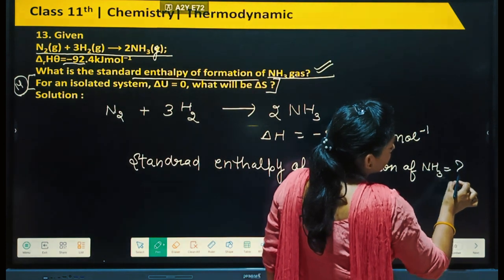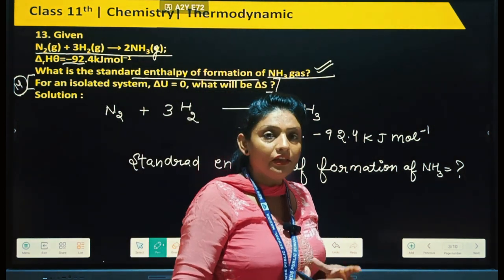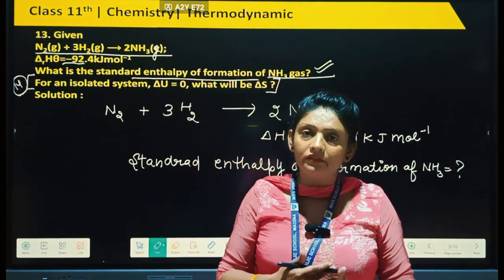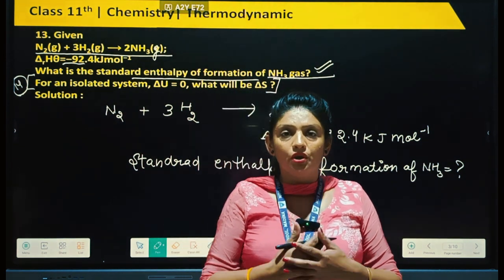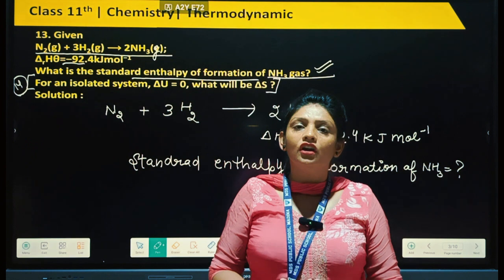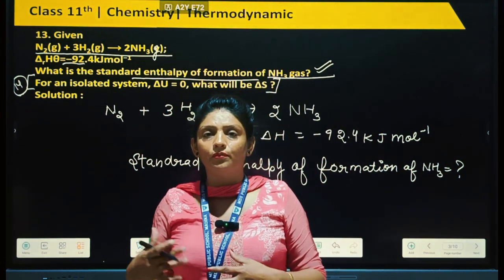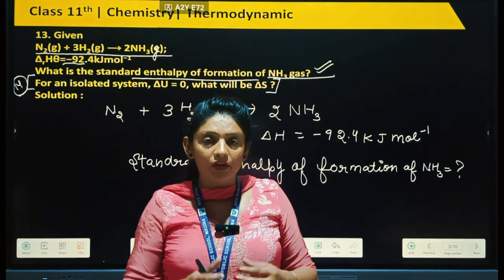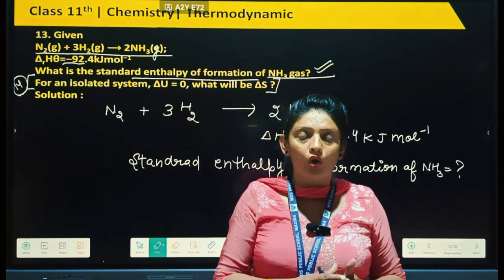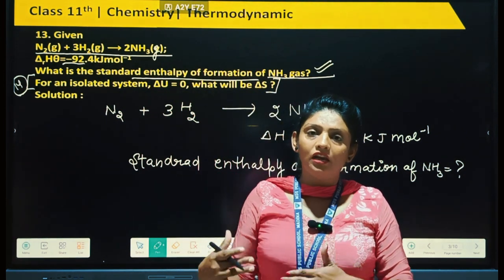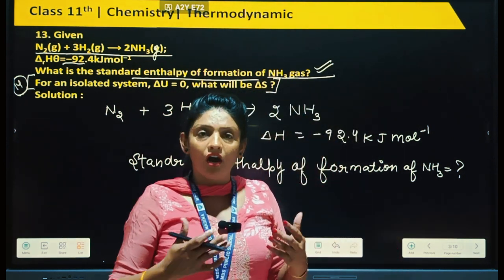Students, you know what we mean by the standard enthalpy of formation: the enthalpy change during the formation of 1 mole of the substance at standard conditions, at standard temperature and pressure. Okay, so here concentration also should be standard. It should be 1 mole only. Means enthalpy change takes place during formation of 1 mole of ammonia only.